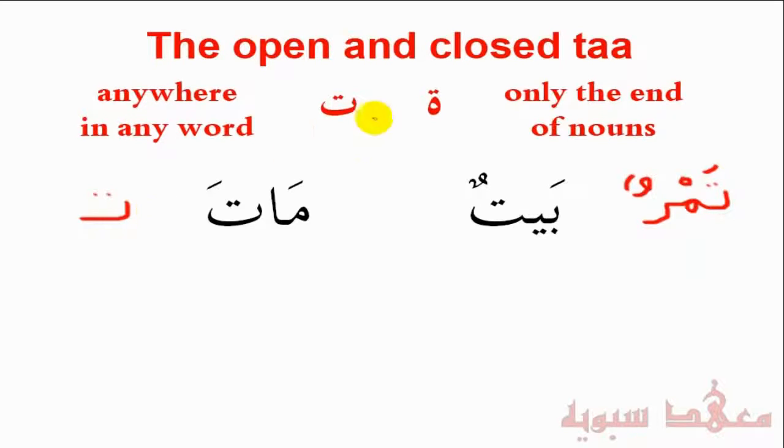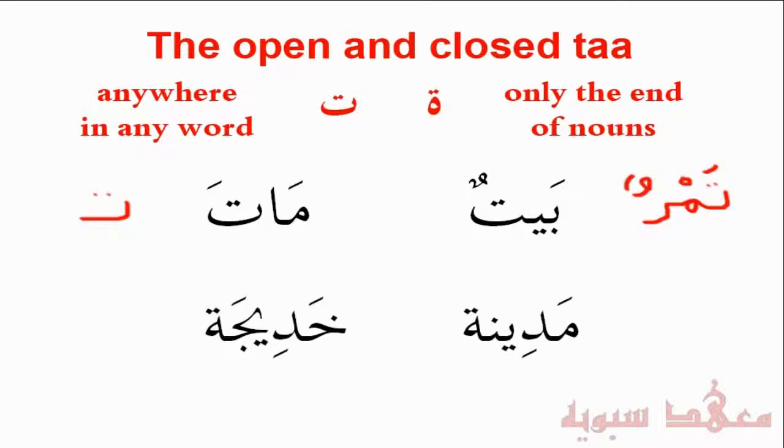Now with the ta marbota, the closed ta, we have the following words. So you notice here the ta marbota at the end of the word. And notice one thing about the ta marbota. The way it's written is exactly the same as a ha.